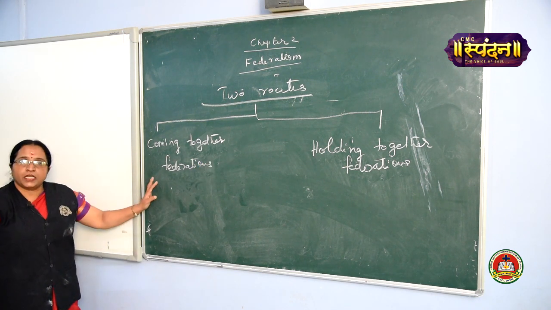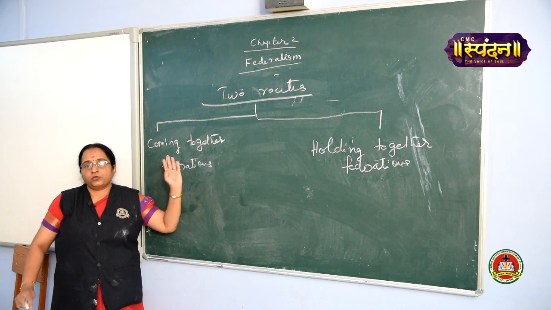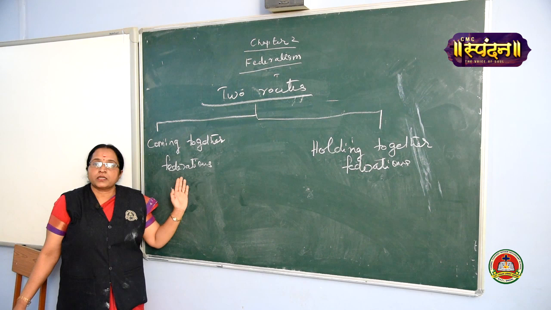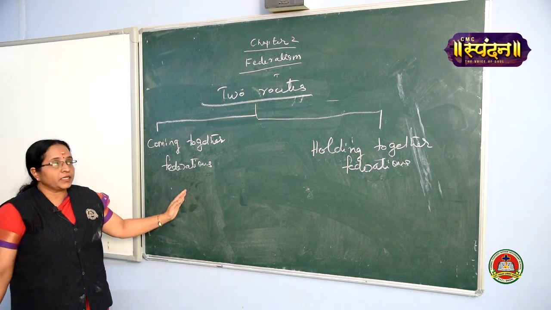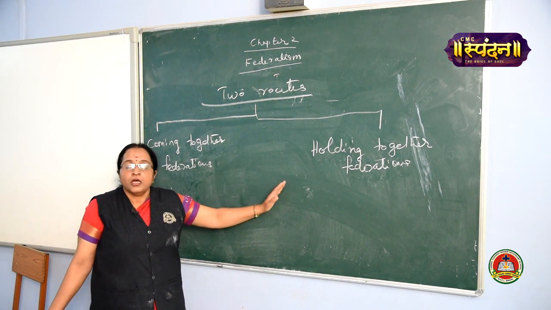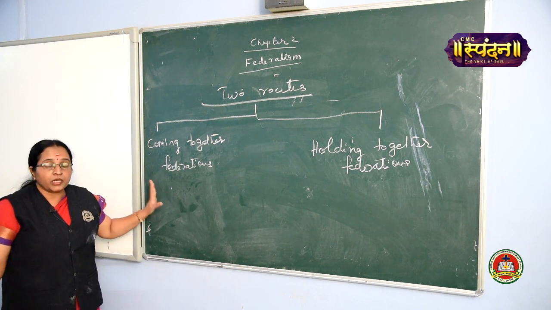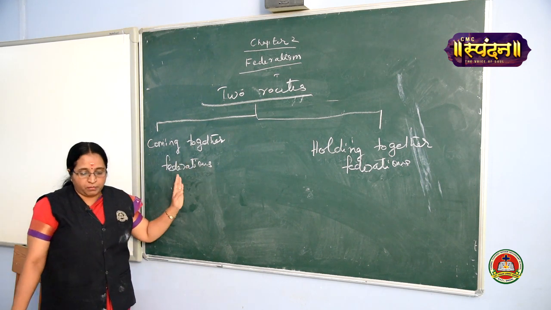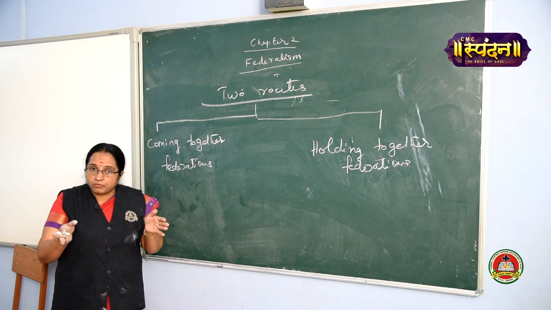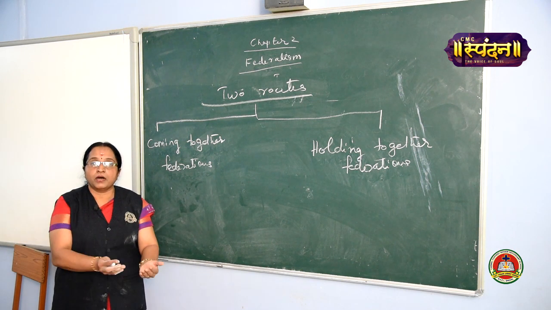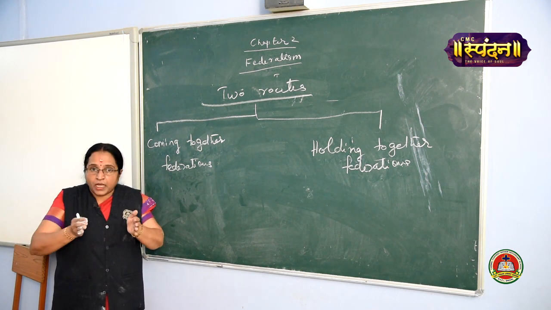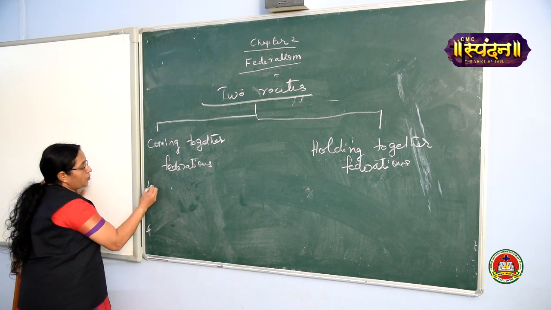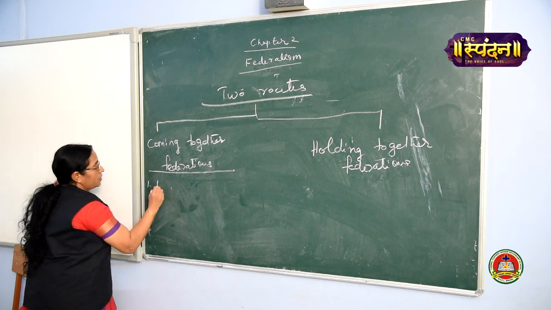So there are two routes to federations: coming together federation and holding together federation. Now what do you mean by coming together federation? Coming together federation means independent states come together to form a bigger unit. That means different states come together. The states are independent. So, first point, independent states.